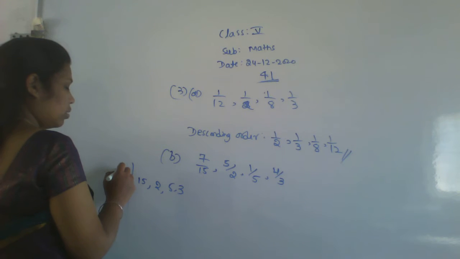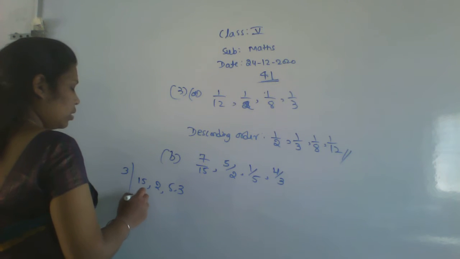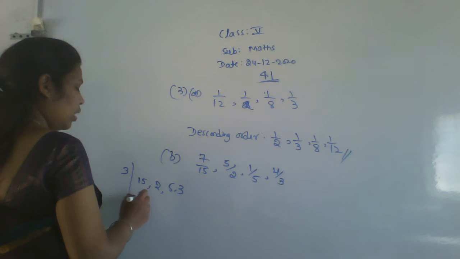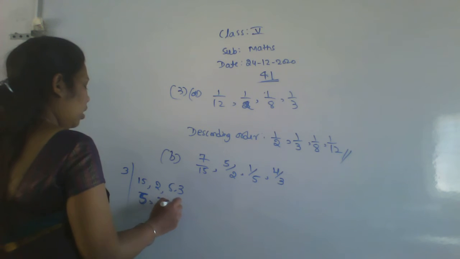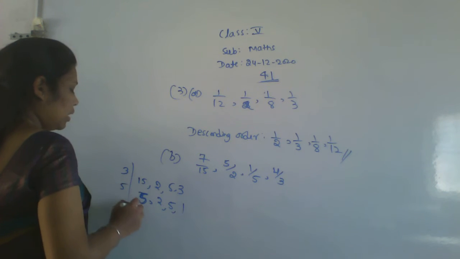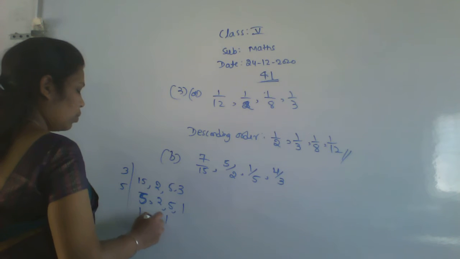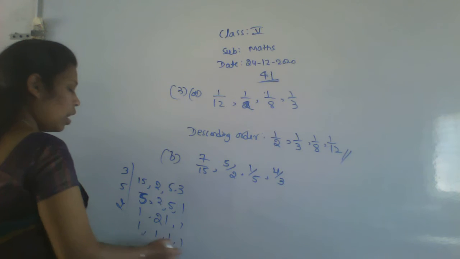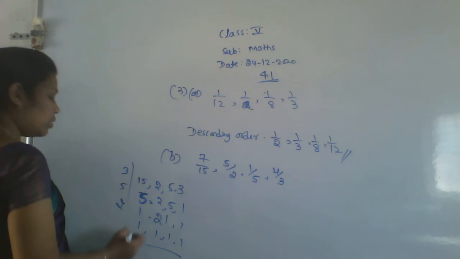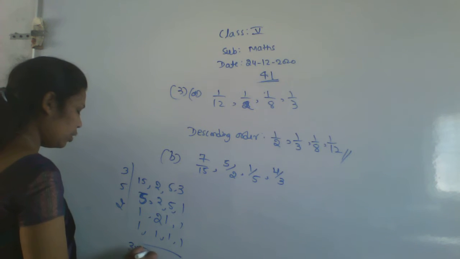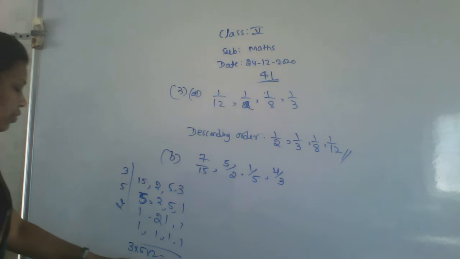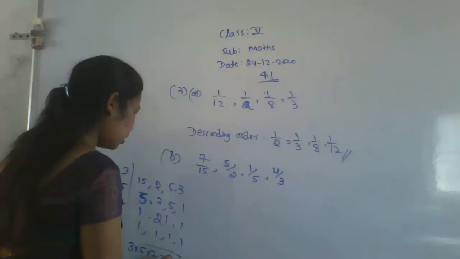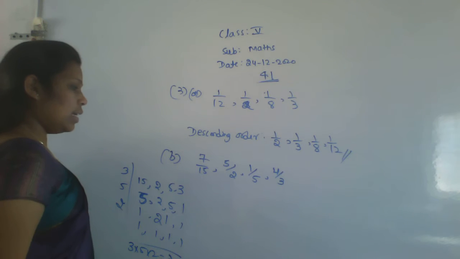So here first take 3, 5, 15, 2. Here 3 ones are 3, next 5 ones are 5, here also 5 ones are 5, only left with the 2. So take a 2 here again. All values are 1. What is the LCM here? 3 into 5 into 2. So 3 fives are 15, 15 twos are 30. Okay, so 30 is the LCM.